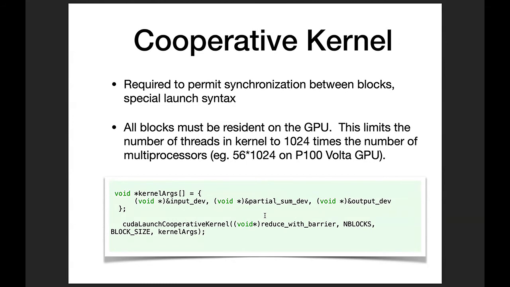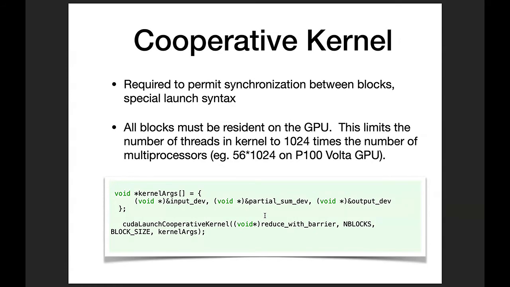And in fact, I haven't included these steps, but if you are using cooperative kernels, you probably need to add to your code some lines which actually query how many multiprocessors you have and determine how many blocks you can have in your cooperative kernel.